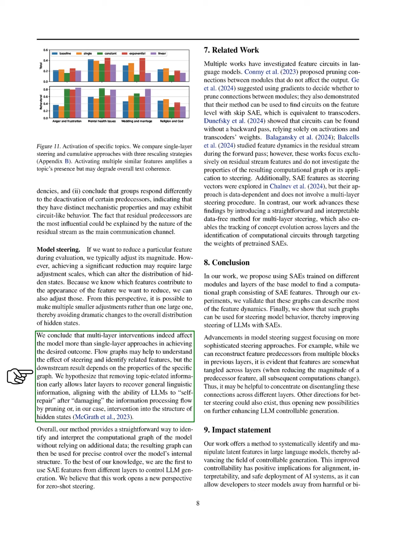We conclude that interventions across multiple layers have a greater impact on the model than single-layer approaches in achieving our goals. Flow graphs can aid in understanding the effects of steering and identifying related features, but the outcomes depend on the specific properties of the graph. We hypothesize that removing topic-related information early enables later layers to recover general linguistic information, aligning with the ability of large language models to self-repair after disrupting the information processing flow through pruning or intervention.